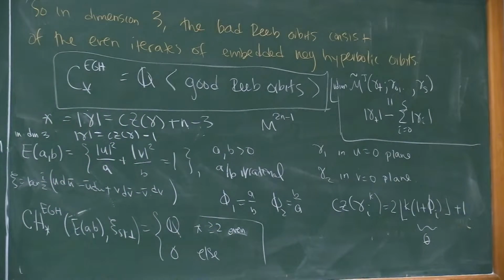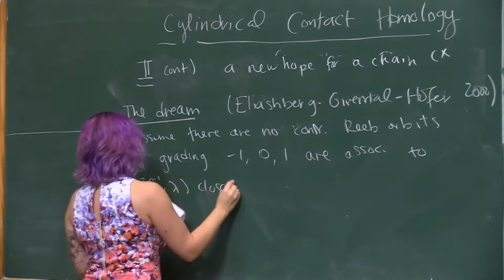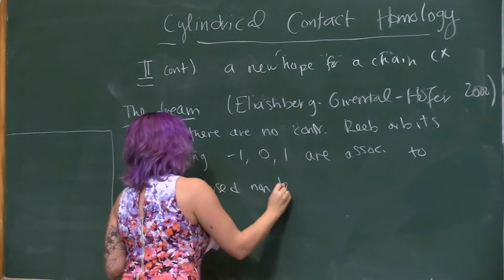Okay. But this is an assumption that you need even if you have all the transversality in the world, which I'll hopefully get to in a little bit. Okay, then this should be associated to a closed, non-degenerate contact manifold.